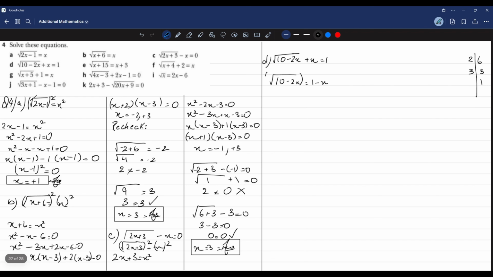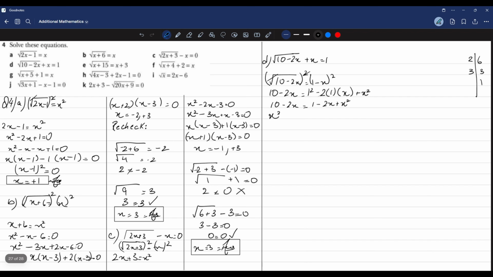Again, we are going to square on both sides. Again, this is a tad bit increase in difficulty level. So we square on both sides, and 10 minus 2x is equal to, what is the identity we have for a minus b whole squared? a squared, which is 1 squared, minus 2 multiplied by a multiplied by b plus b squared. That's it. So 10 minus 2x should be equal to 1 minus 2x plus x squared.